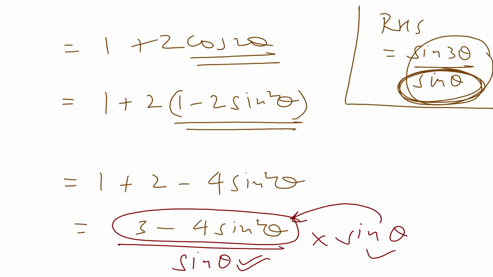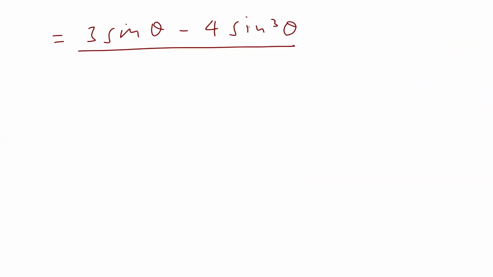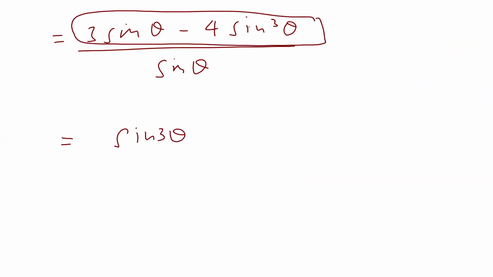Now multiply sin theta within this bracket. So this will be 3 sin theta minus 4 sin cube theta upon sin theta. So that is sin 3 theta in the numerator. This is sin 3 theta upon sin theta, and that is equal to your RHS. I hope you understood this.